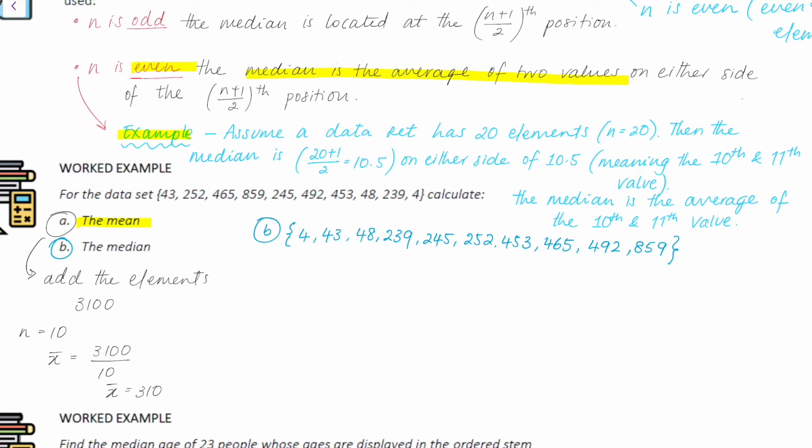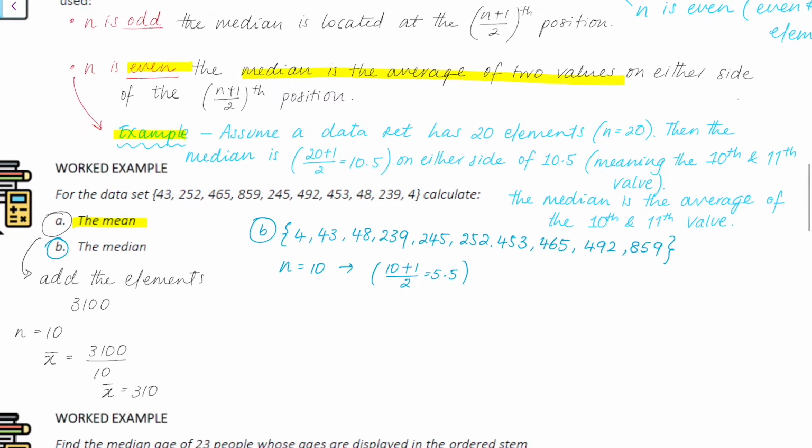So the next thing I need to do is actually work out whereabouts I'm looking for my median. Like we calculated earlier, we know that there are 10 elements. So I'm going to do the n plus 1 divided by 2 equation in order to find out where I'm looking. So 10 plus 1, divide that by 2, I get 5.5. Which means that the values that we're looking for are the 5th and 6th value. So I'll just write that down.